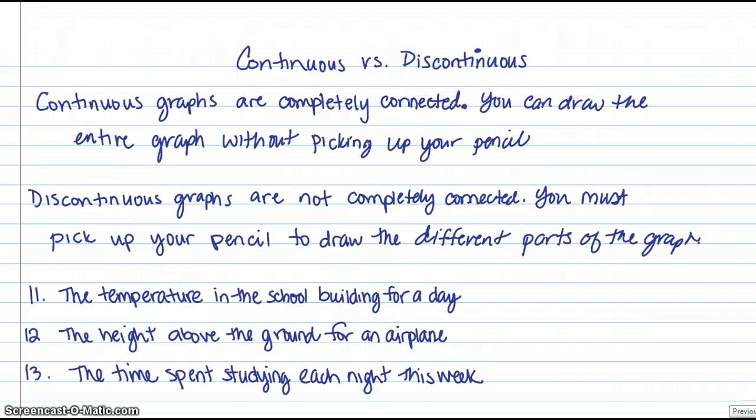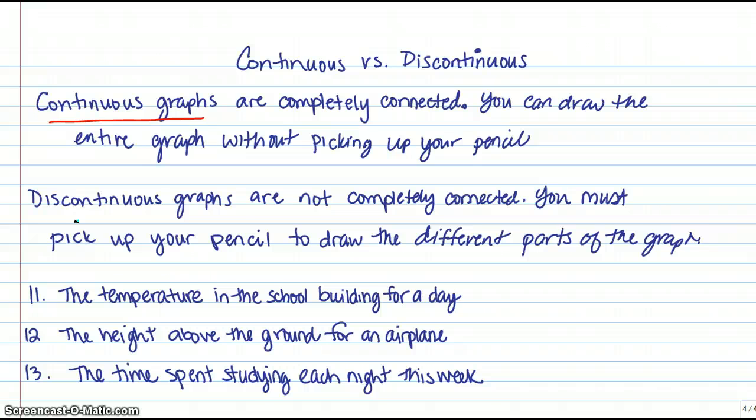Alright, the last new concept is continuous versus discontinuous. So first off, continuous graphs are completely connected, meaning that you can draw that entire graph without ever picking up your pencil. So all the graphs in the eagle situation, they were continuous because I could trace them with my pencil and never have to pick my pencil up.